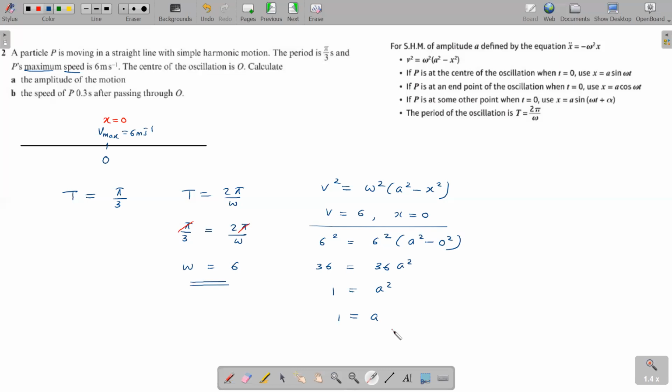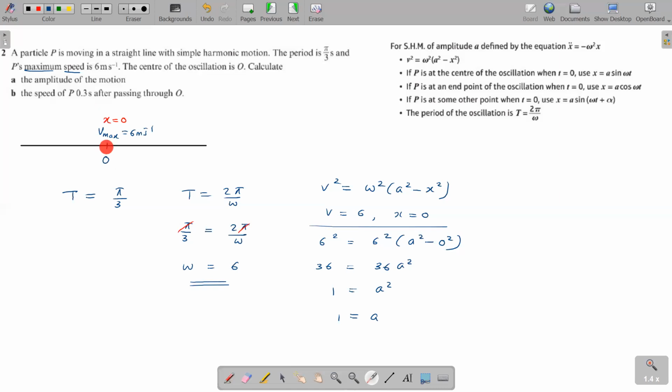Okay. And then they ask you in part B the speed of P 0.3 seconds after passing through O. So how do you find the speed of P 0.3 seconds after passing through O? Which equation are you going to use? Go through the equations. The thing is, you need to find the speed 0.3 seconds after passing through O.